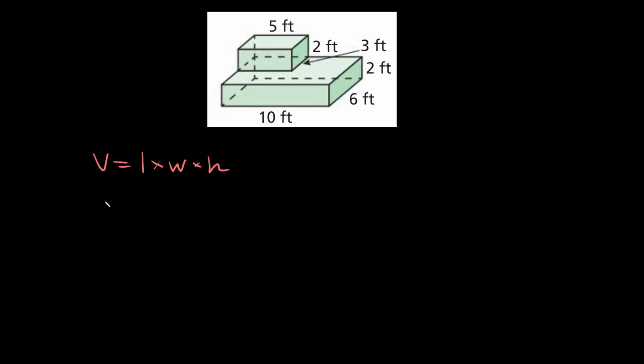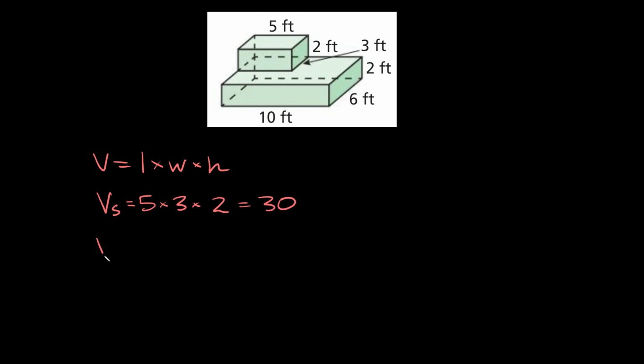Okay, so the volume, let's say, of the small rectangular prism is going to be just multiplying the three dimensions, right? So the length is 5, the width is 3, and the height is 2. So we're going to say 5 times 3 times 2. And that's equal to 15 times 2, which is equal to 30, all right?